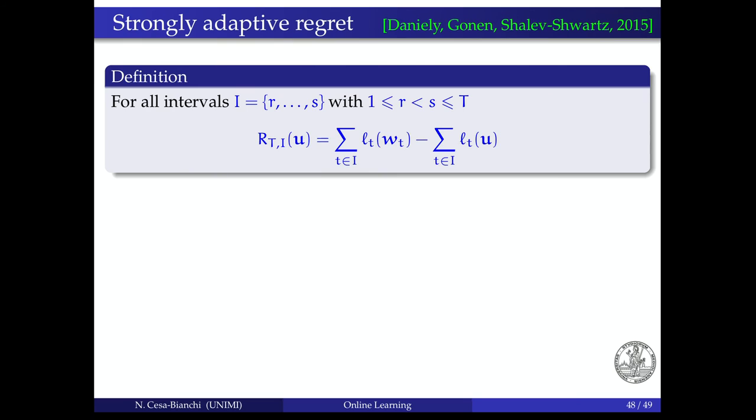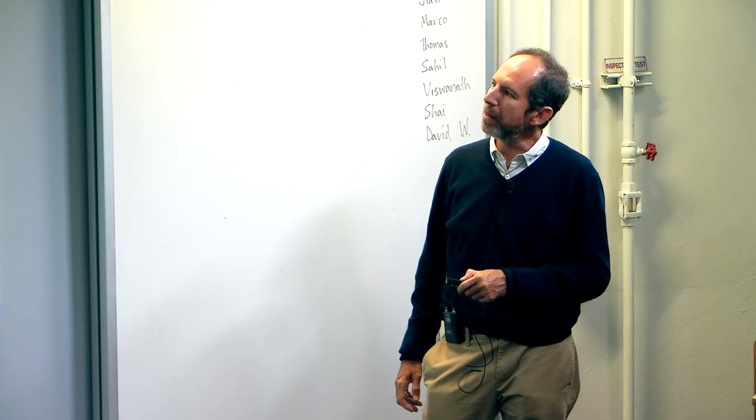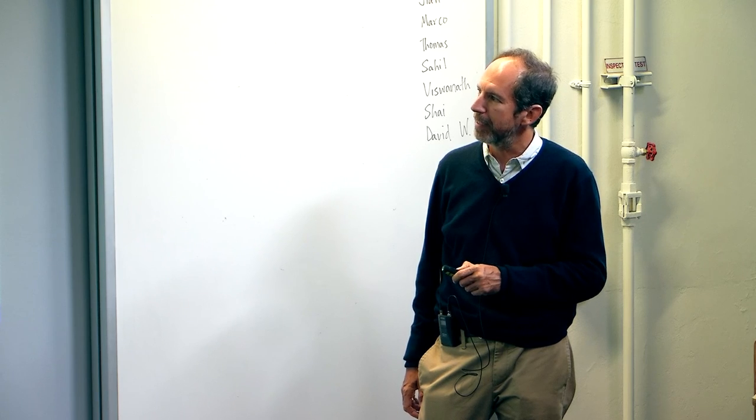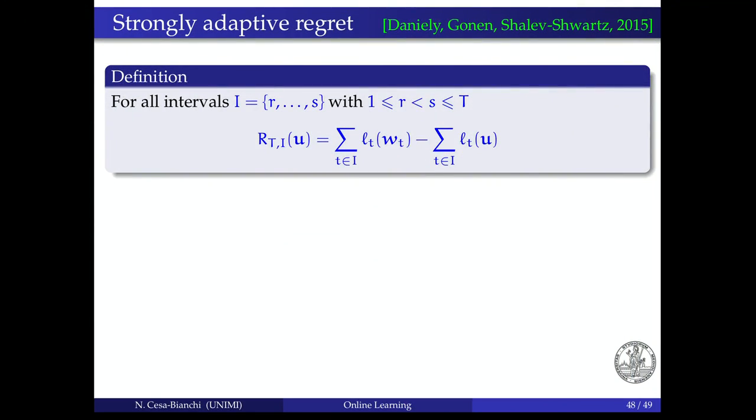And the last thing I would like to mention here, probably yes, because I'm already 1 minute over time, but we started a little late. This is another way of tracking a moving target. This is called strongly adaptive regret. Suppose the following. I'm competing against a single model, but now I want to compete against a specific subinterval in my sequence of steps. So I would like to be simultaneously good against all models in my class on any subinterval of my horizon.